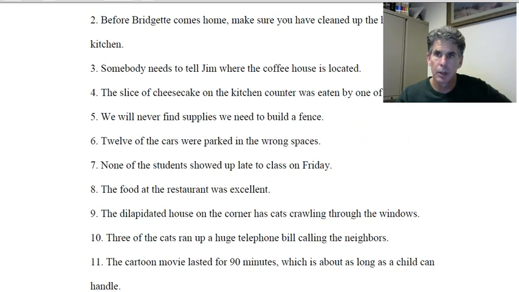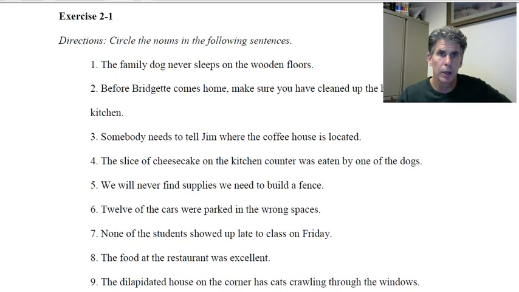So let me go through this. This is one of the exercises, 2-1. Circle the nouns in the sentence, and let me just give you a few of them. Most folks are pretty good on ones like this. The dog and floors. Okay. And all you gotta do is circle them. Bridget comes home.